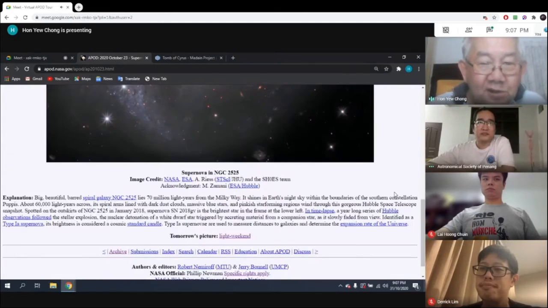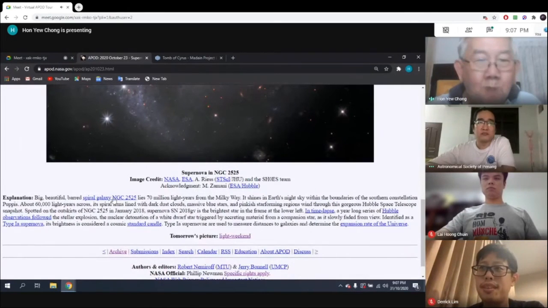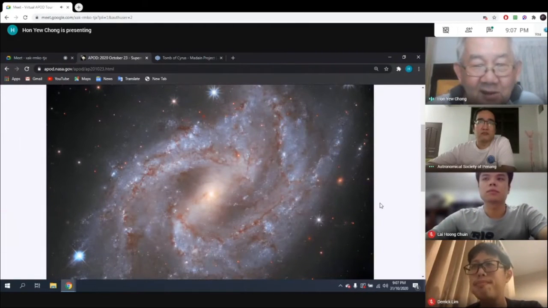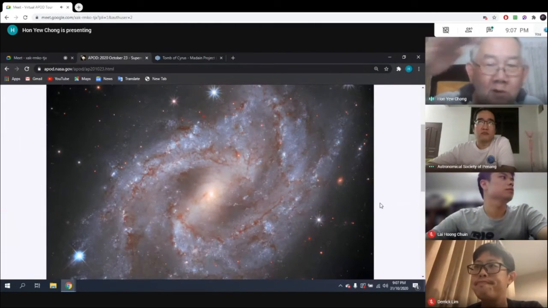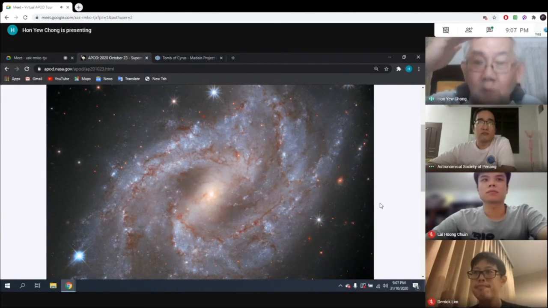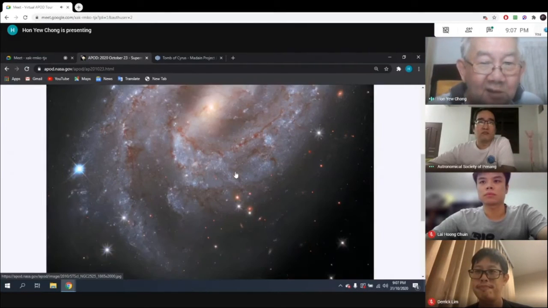Basically, you see here it is a spiral galaxy in the constellation of Puppis. Puppis is a constellation in the south, and in Latin it means the roof of one of the rooms on top of a sailing ship. Remember a sailing ship? On top of it you have a roof called the poop deck. So that's the Puppis. So this is a spiral galaxy.